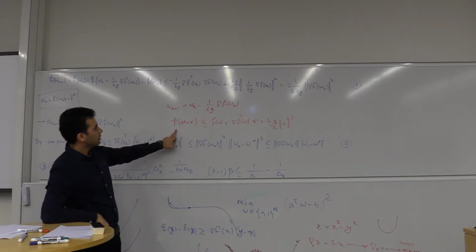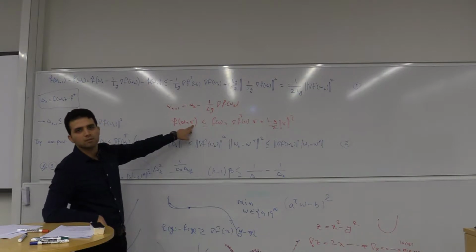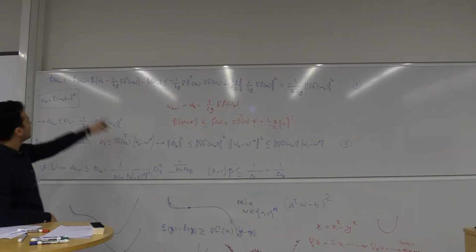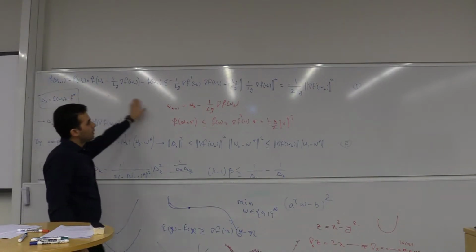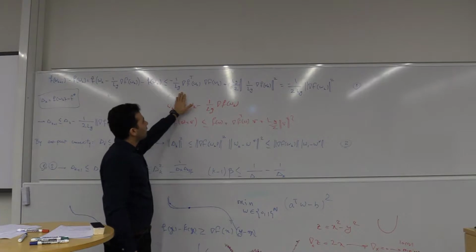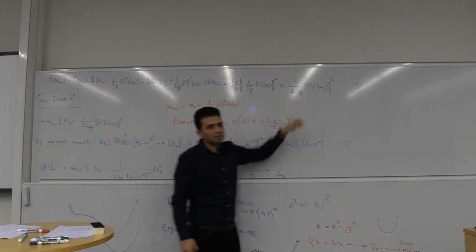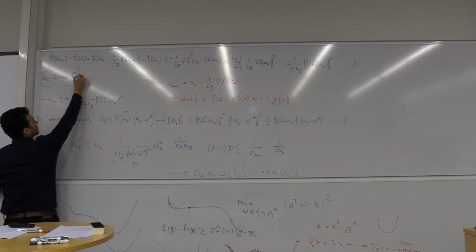Use this definition and just plug in wk plus 1 for v plus w. If you plug it in, then you will see that we have the first term, and you have the same terms here. Then that's going to be simplified to something like that. Then just define delta k as the distance between f of wk and f star, which is defined as f evaluated at w star.